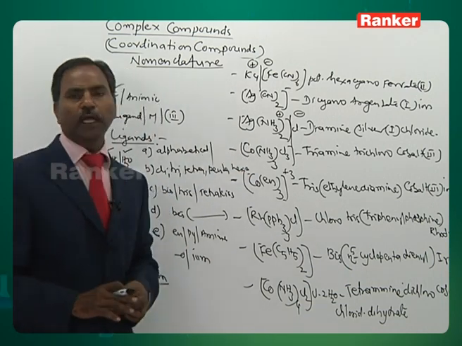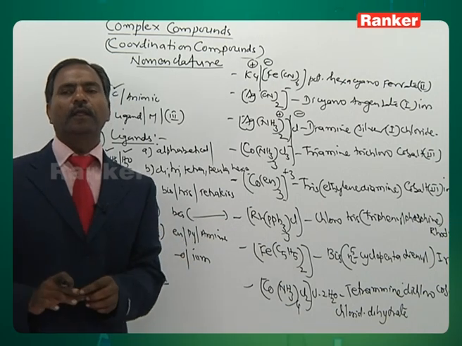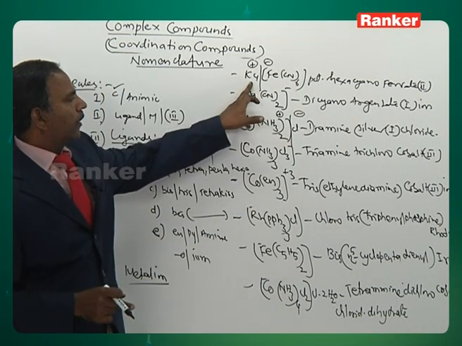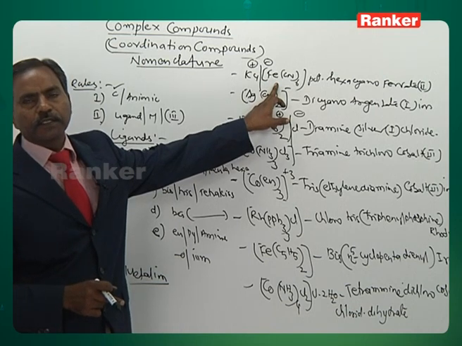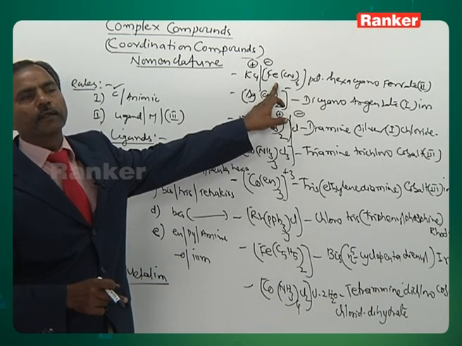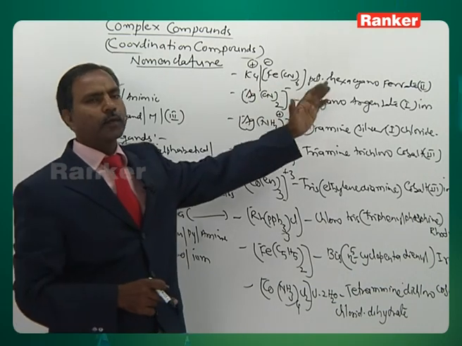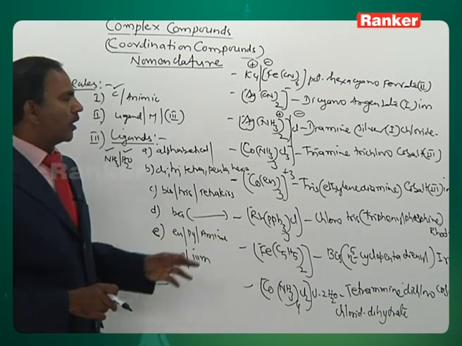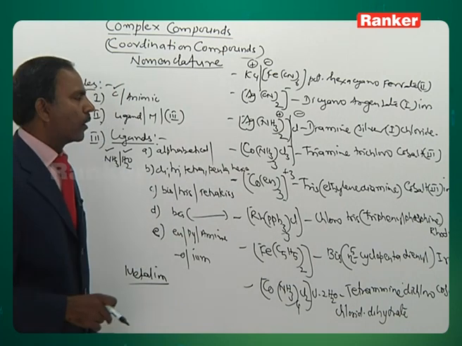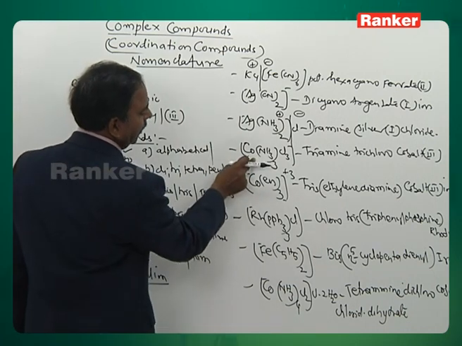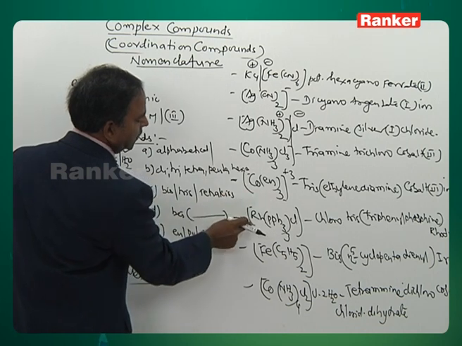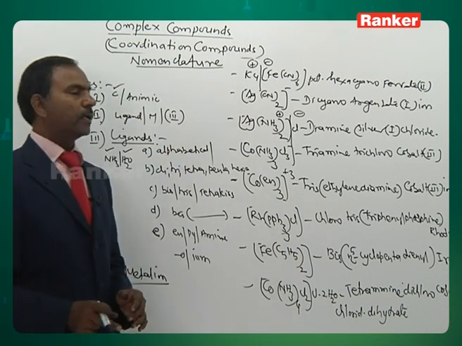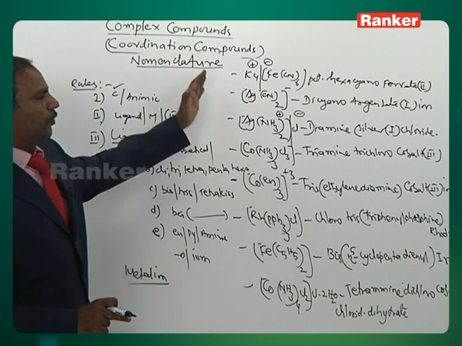When do we have to use the suffix ate, and when do we name the metal as such? Whenever the complex is anionic, look here, it is cationic, it is anionic. Whenever the complex is anionic, then a suffix ate is added to the metal. Therefore, ferrate, cuprate, nickelate, cobaltate like this. Next, whenever the complex is neutral or cationic, see, this complex is neutral, this complex is cationic. And whenever the complex is cationic or neutral, there is no change in the name of the metal.